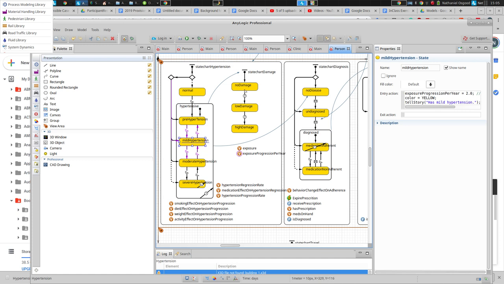Another type is indicated with this. It's a little question mark. No damage to low damage. This is a conditional transition. So here, I will go from no damage to low damage if my exposure exceeds a certain value. So we're keeping track of exposure to hypertension at some level. And at some point, there's going to be enough exposure to hypertension that I accrue damage, and I go on. Okay, that's what's indicated here with these question marks.